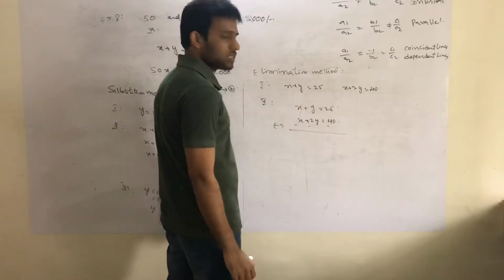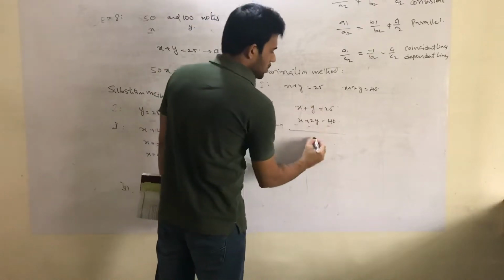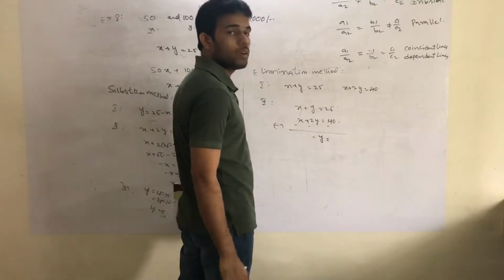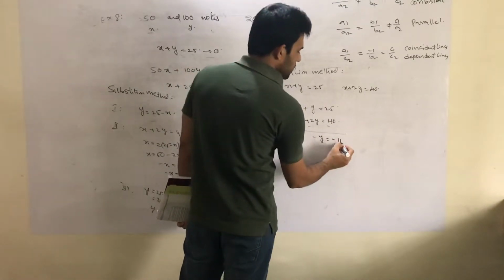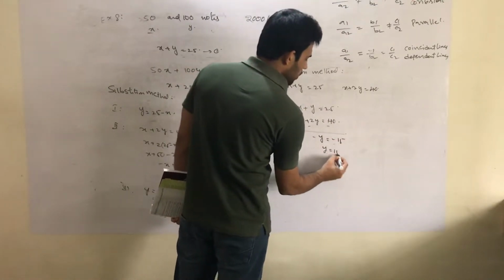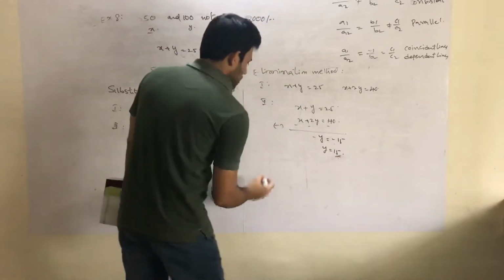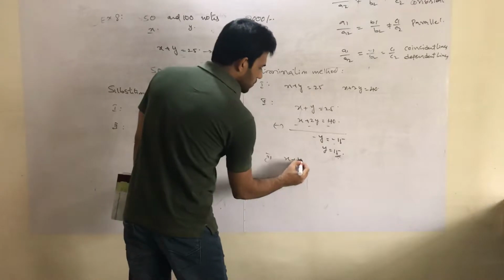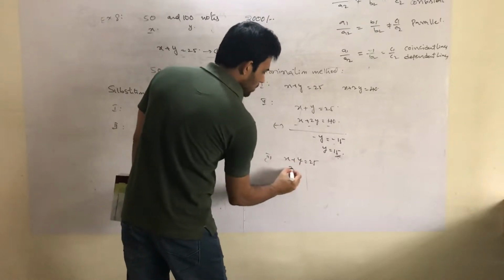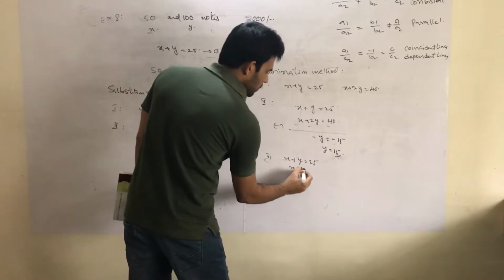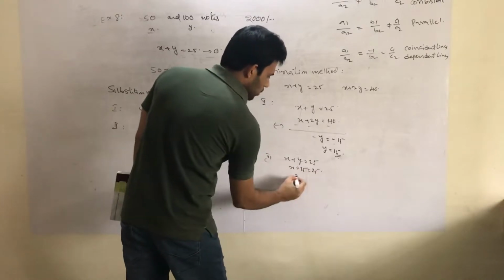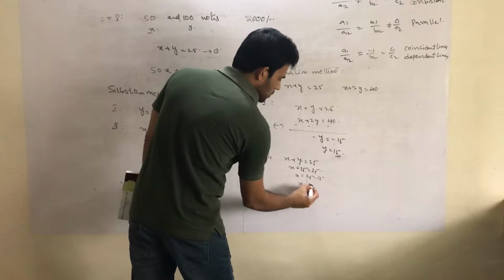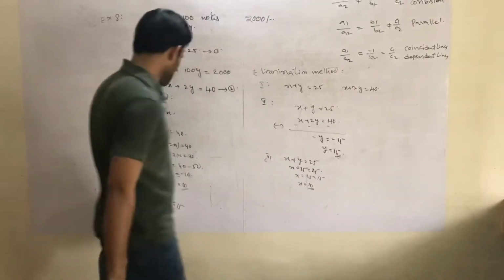So x minus x gets cancelled. So y minus 2y becomes minus y, that equal to 25 minus 40. So 25 minus 40 is minus 15. So y you are getting the value as 15. Okay, and now substitute this into any one equation. I will take the first equation. So x plus y equal to 25. So x plus 15 equal to 25. So x becomes 25 minus 15. So x becomes 10.